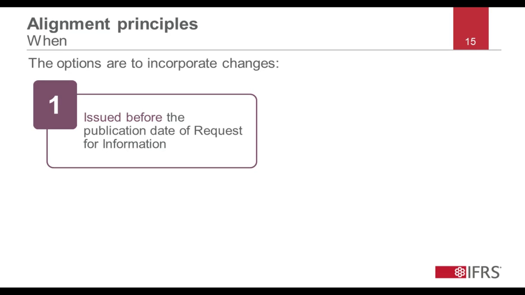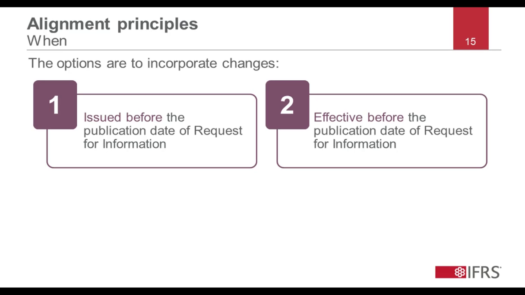trigger, and in that circumstance we would say that any standards issued before publication of the request for information should be included in the discussion of the request for information. To pick 3 standards that we've currently got out there, that would mean that IFRS 15, IFRS 16, and IFRS 17 would all be considered for alignment at this stage of the comprehensive review. The second date that we could have picked is the effective date, so the date, whether or not the effective date has occurred before the publication date of the request for information.